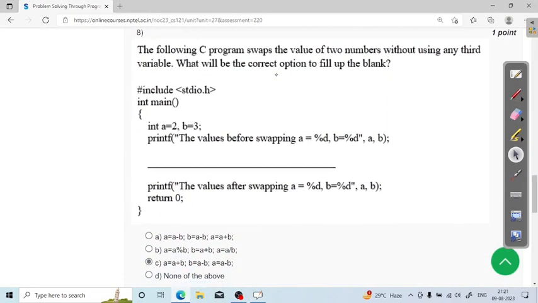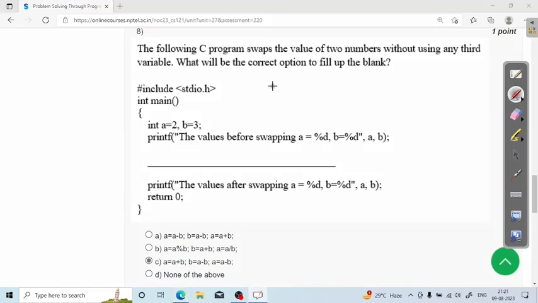The next question is again a simple one. It says the following C program swaps the value of two numbers without using any third integer variable. Okay, and this is a quite interesting concept, and I'm sure you will all be able to solve it in a very easy way. So how can we do it? Here first of all we can see in the main function we have two variables, a equal to 2 and b equal to 3, which we are printing here, and we are waiting for some expression which will help us to swap the values of a and b respectively without taking any third variable.